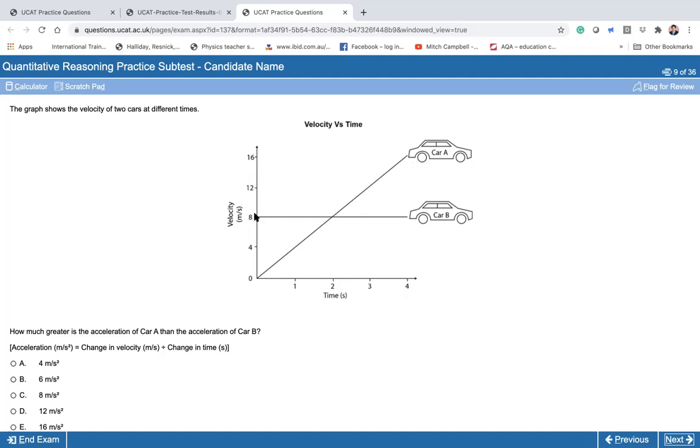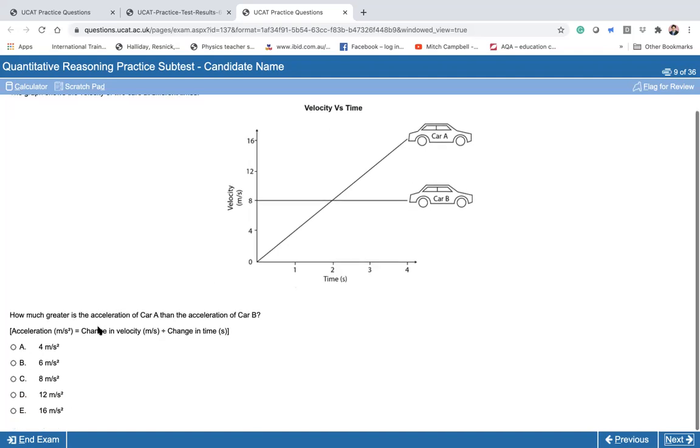If you look at graph B, this graph has a zero slope because there is a run, but there is no rise. So 0 over this number would still give you 0. This car is moving with a constant velocity. It is not accelerating at all. So we calculated the acceleration of car A as 4 meters per second squared and the acceleration of car B as 0. The question is, how much greater is the acceleration of car A than of car B? The right answer is 4 meters per second squared.